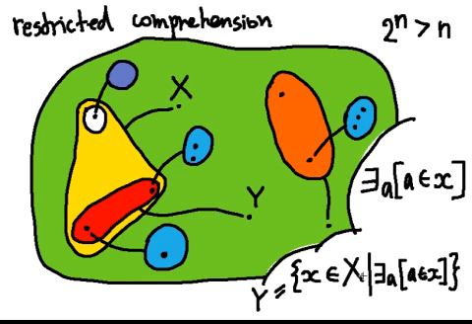Okay, so to summarize and re-explain, what does restricted comprehension say? It says that given a collection which forms a set, in other words, given a set X, if we pick out from that set certain elements satisfying a certain formula, then that collection will also form a set. In other words, there will exist a set, in this case it's Y, whose elements are exactly those small x's that satisfy the formula.